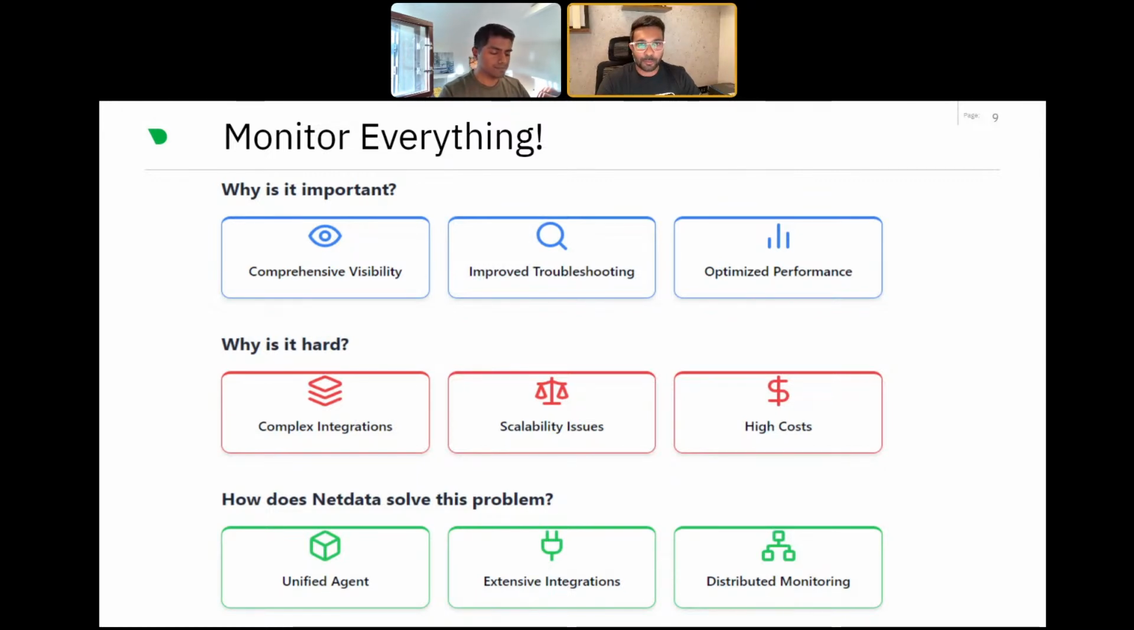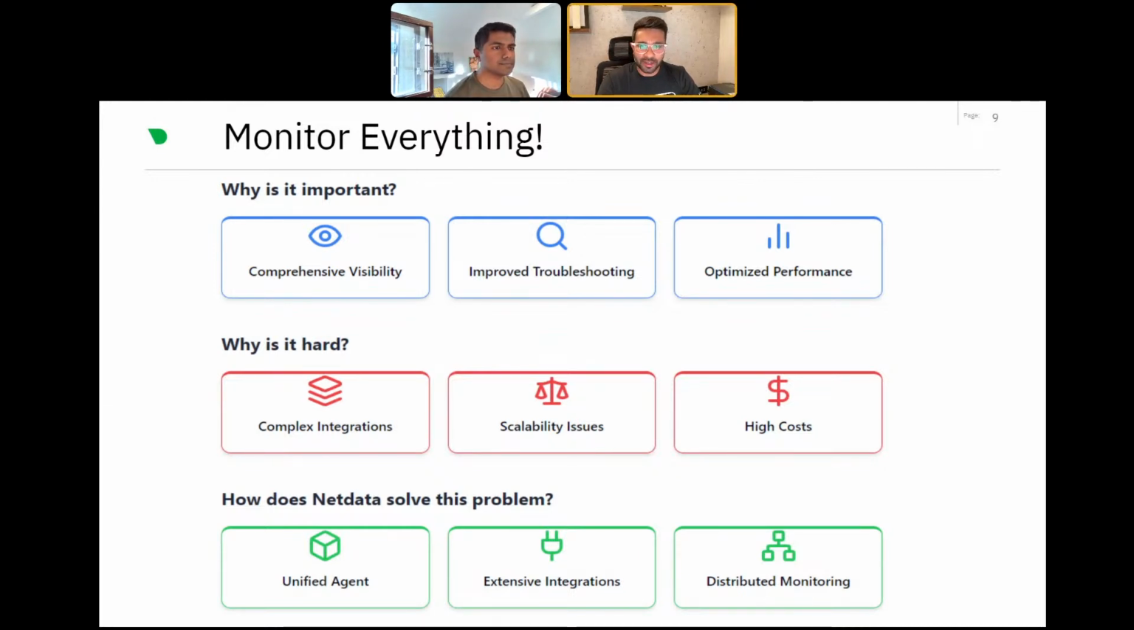Scalability issues. When you monitor everything, it means you're gathering more data. If you're gathering more data, it means you need to send more data if it's a centralized monitoring solution. If you need to send more data, it means more egress costs. So again, it comes down to the fact that there will be high costs associated with monitoring everything in real time, although it shouldn't be that way.